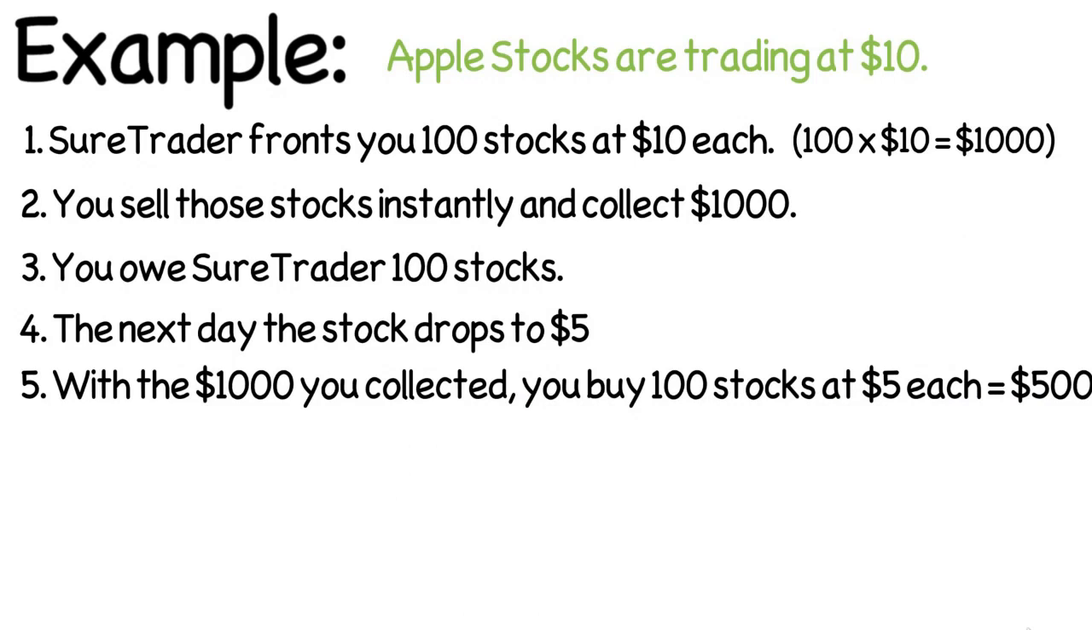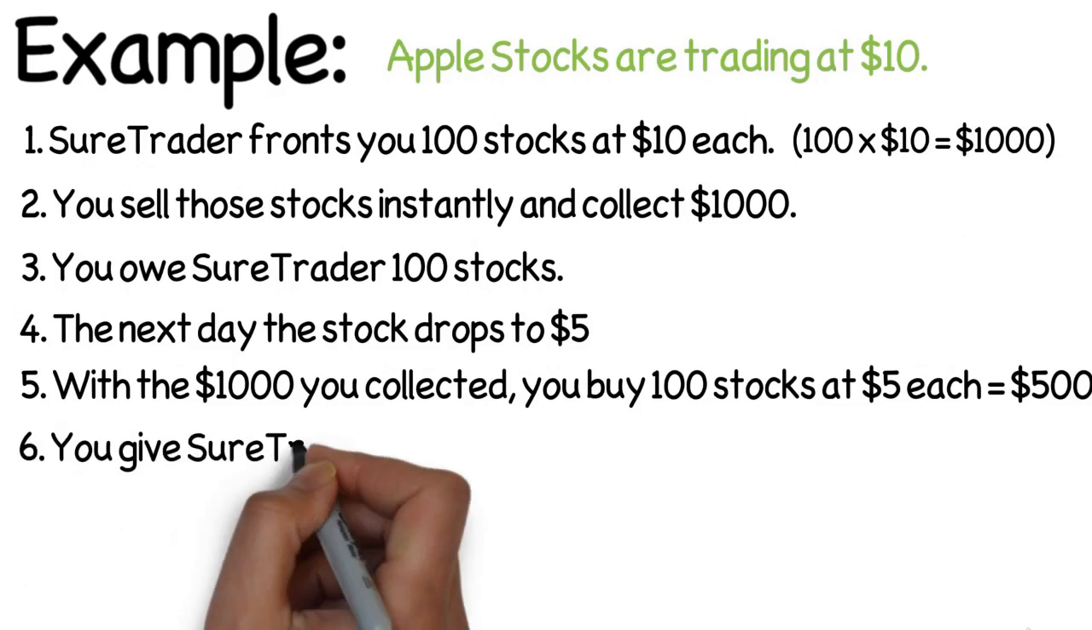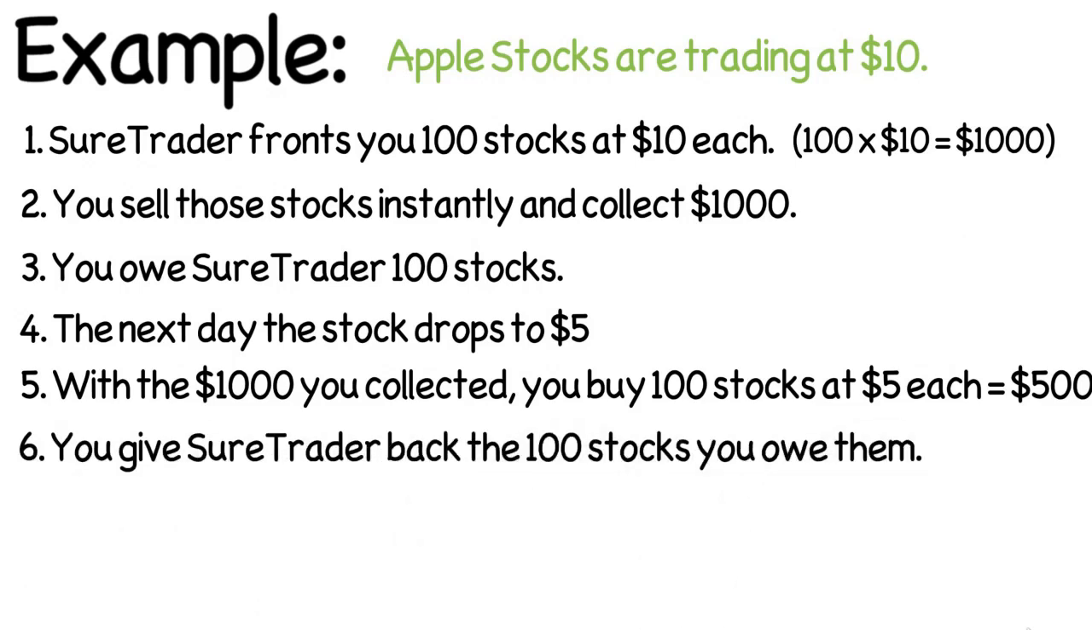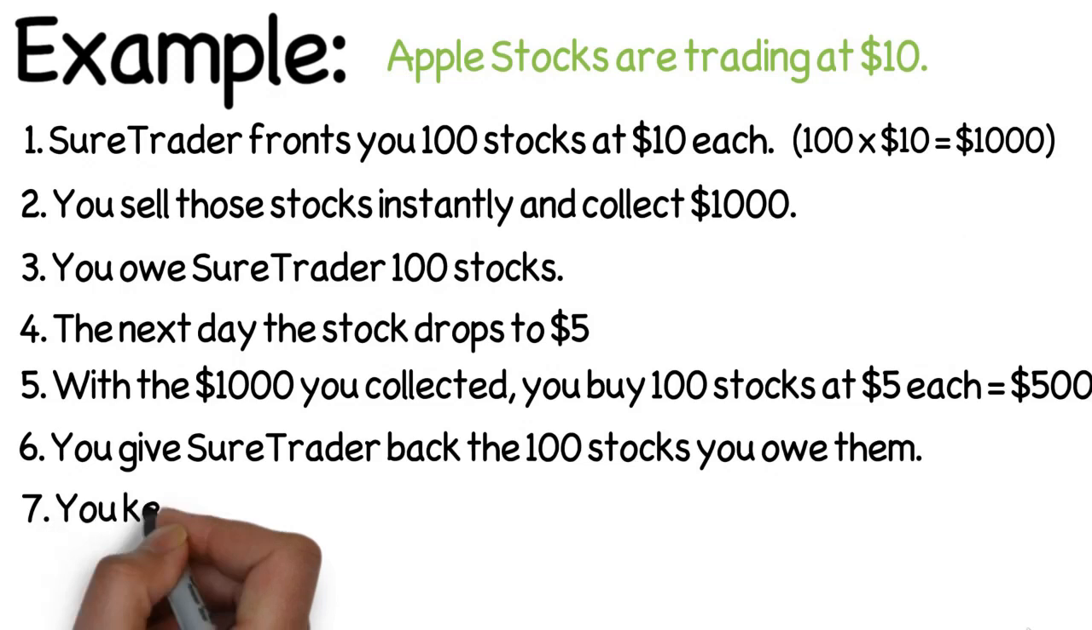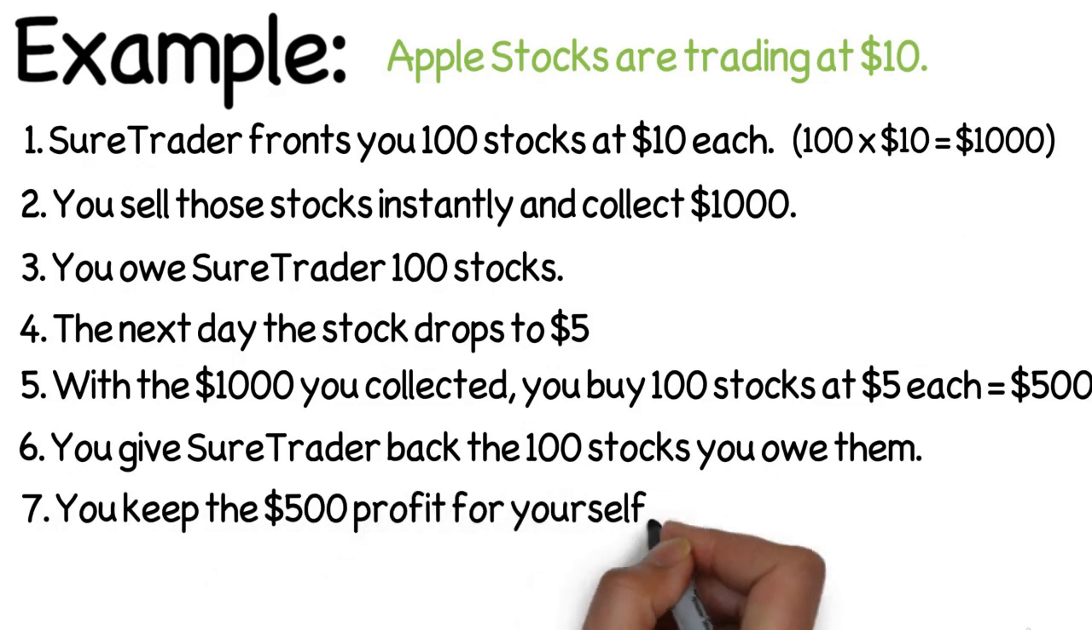Now that you bought them back for $500, you got 100 stocks now. They only cost you $500. So you give those 100 stocks back to SureTrader so that you can get even with them. Now you keep that profit in between, which is $500. So it's pretty simple. To make it real easy, your broker fronts you stocks. You sell those stocks right away and get money from that. With that money, you buy the same stocks later for a lower price, and you just keep the profit in between and give those stocks back to your broker and get even with them.